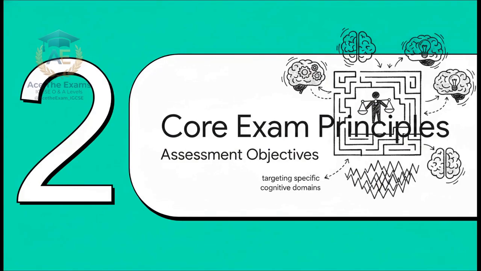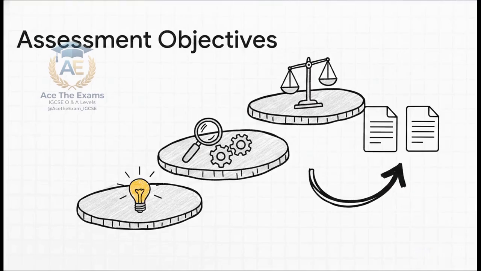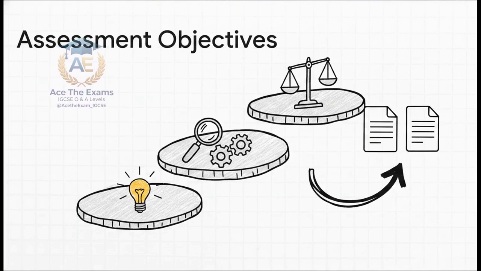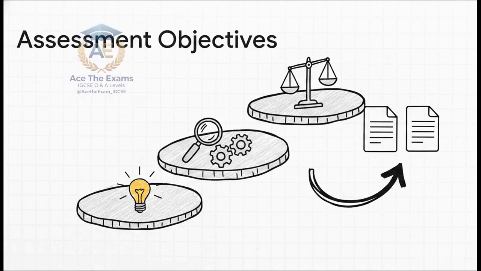Moving on to Section 2, Core Exam Principles. If you want to beat the trap we just talked about, you really need to understand the game that's being played here. The examiners aren't just testing whether you can balance a ledger. They are actively targeting specific cognitive domains. A successful candidate absolutely must demonstrate competence across all these assessment objectives.